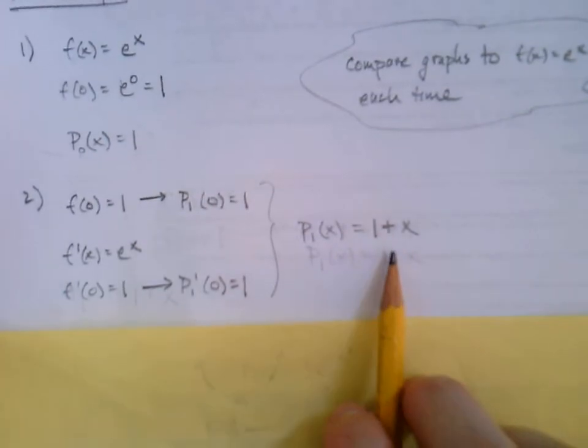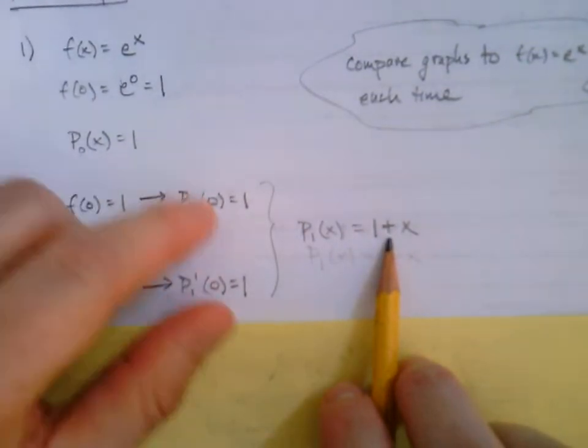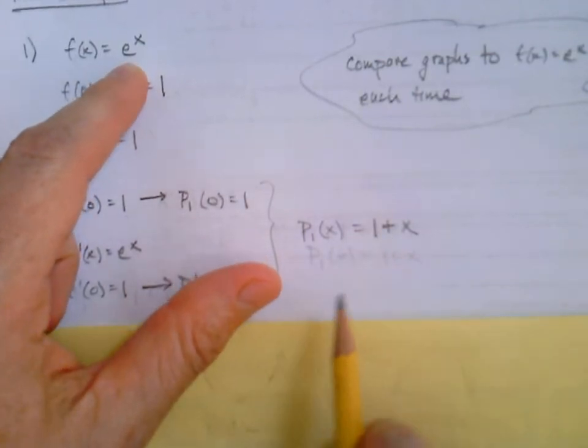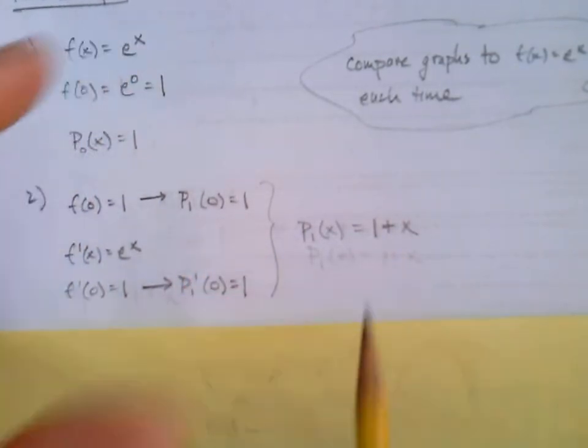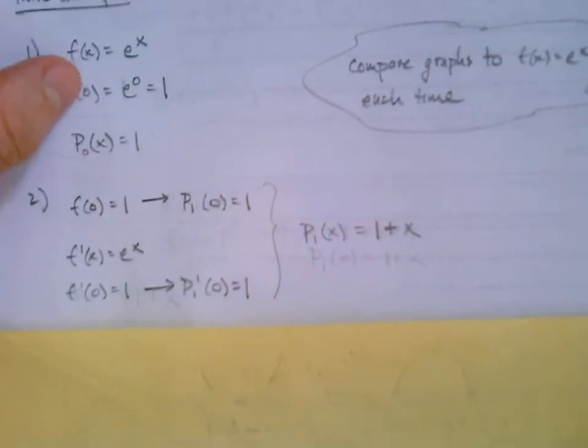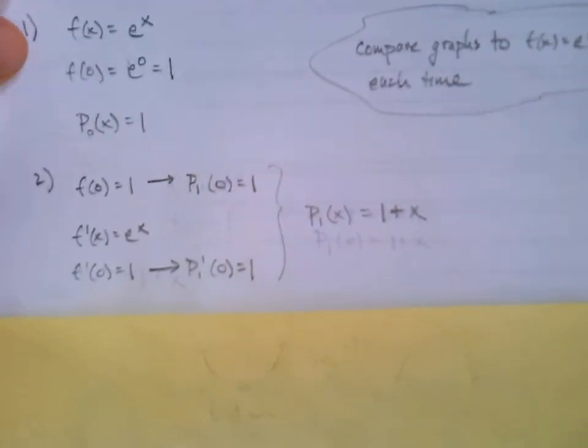Okay, so if you've got Desmos up, graph this along with the original function e to the x. And you'll see, hey, now it's got kind of a slope, and it goes through the same y value at 0. And it's still not very impressive, but let's keep going.